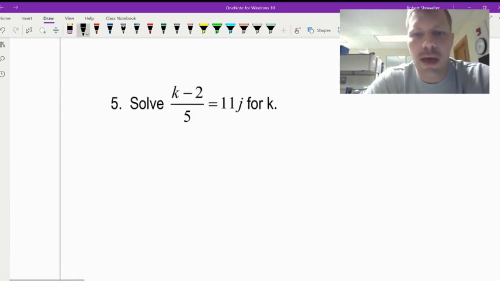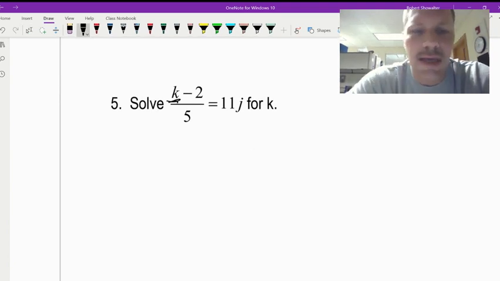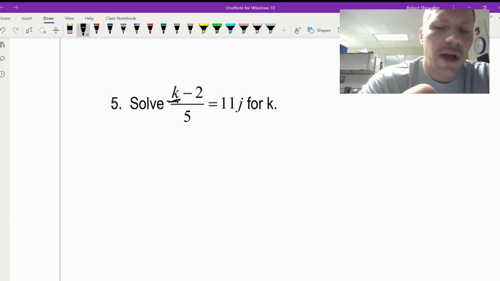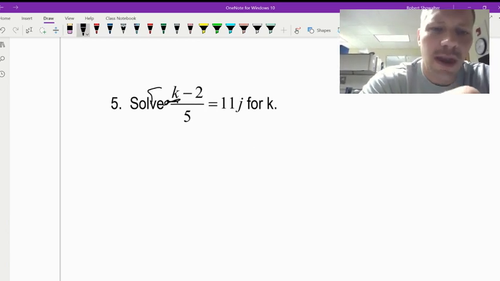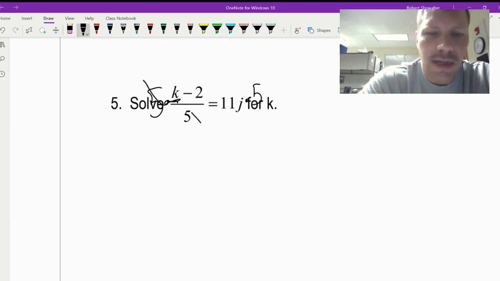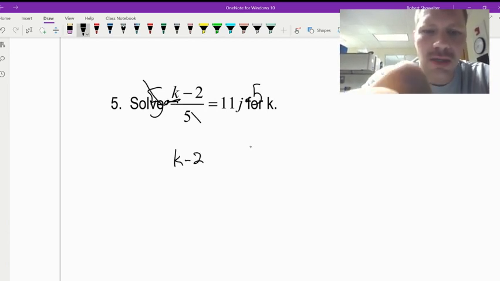Here we go. Okay, find where k is. I see where k is. Now we need to get that out of it by itself. Reverse order of operations. This divide by 5 is grouping that whole thing. So we're going to get rid of that first. So those 2 cancel. They make 1, and we're left with k minus 2 on the left.